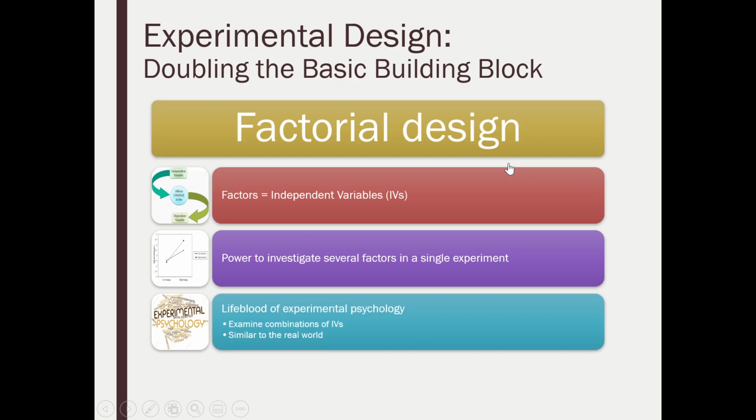Really, this kind of design is the lifeblood of experimental psychology. I've told you before that correlational research is the lifeblood of psychology, and that's true. But when we talk about experimental psychology, this is how we do it. This is the design that we tend to use. It allows us to examine the combination of those independent variables. It's much more like the real world, right? The real world hardly ever has a single factor that causes an outcome. Instead, we have multiple factors that can contribute to an outcome.